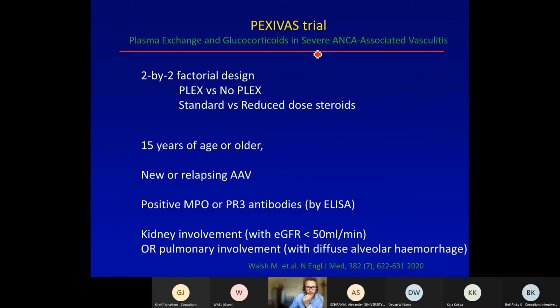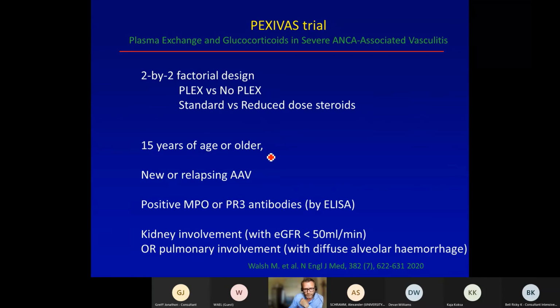So this is a trial that was published last year in the New England Journal of Medicine. It's a huge trial in terms of vasculitis. It included over 600 patients. It was a 2x2 factorial design, so it compared two things: either plasma exchange or no plasma exchange, and a standard regimen of steroids versus a reduced regimen of steroids.